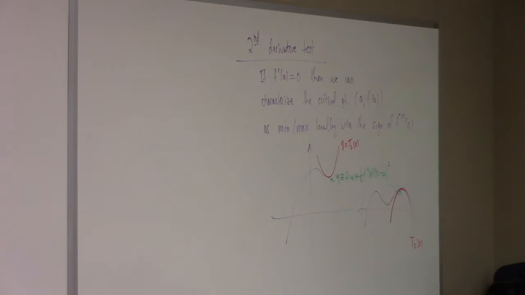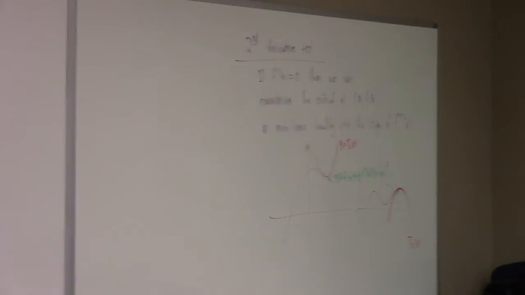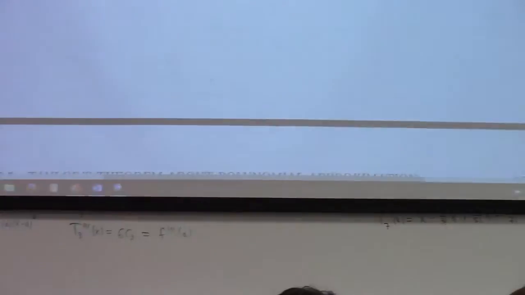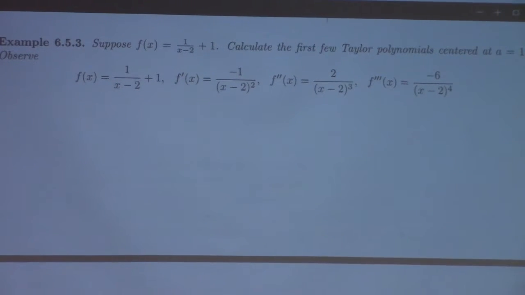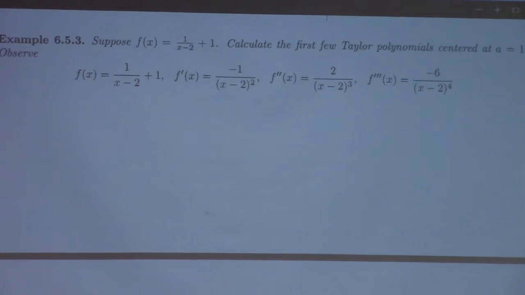So here's the first few Taylor polynomials centered at 1 for this function. F of x equals 1 over... where did I put my laser? Oh, thank you. I wouldn't have found that for a while. You're a good person. Some people would just not tell me, just to see how long it took me to find it. So it's good.